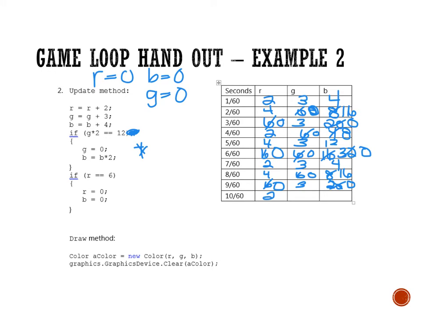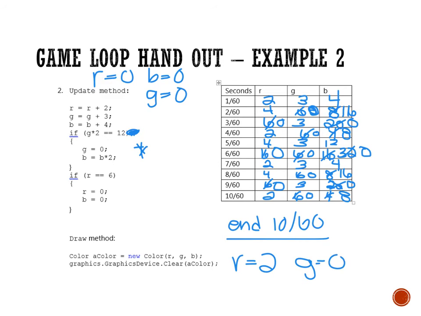Okay, 2, 6, 4. Okay, G times 2 is in fact equal to 12, so that first conditional is true. So that gets rewritten to 0. And B gets rewritten to 8. So I can see that at the end of 10/60th of a second, a lot of changes have taken place throughout, but at the end of 10/60th, so I'll write this down so we can see it. At the end of 10/60th of a second, R is equal to 2, green is equal to 0, and blue is in fact equal to 8 based on all those changes that have taken place. So you can see how even really simple conditionals can cause a lot of changes throughout.